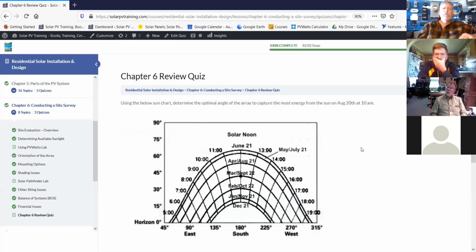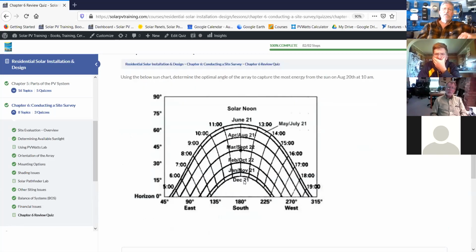Okay, when using the sun chart below, determine the optimal angle. So this is just giving you a little bit of use. So on August 20th at 10 a.m., we would look through this, and this is the same kind of thing you'll find in a Solar Pathfinder. So we find August 20th right around here, 10 a.m. right around here. And if we extract that, it's 45 degrees off the horizon or altitude, and it would be around 135 degrees azimuth, whereas solar south is considered 180. Solar north would be 0. So this would be how you would read that. So the answer here would be 45 and 135.